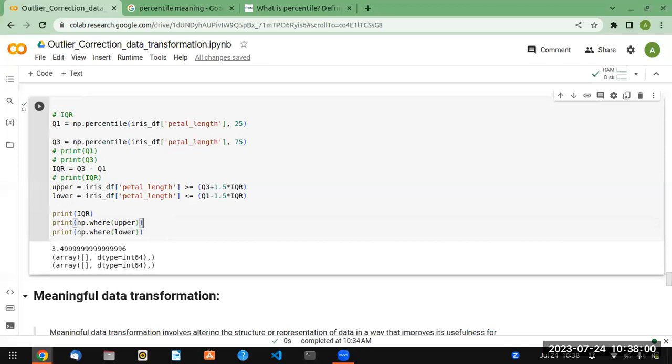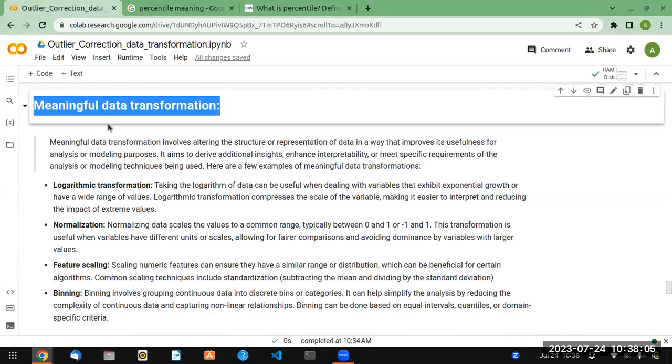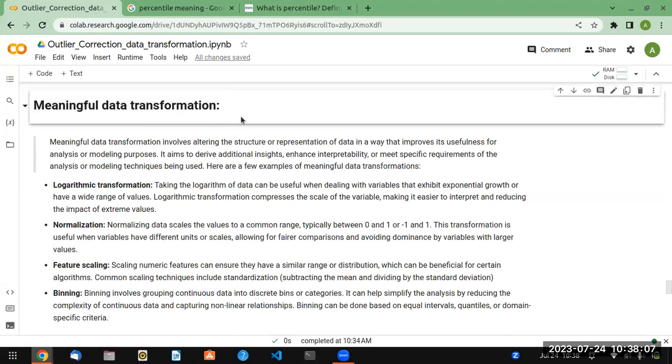Great. Nice, guys. So there is a concept of data transformation, guys, meaningful data transformation. Now, why do we need to do it? Okay, let me first explain with a layman's example. Suppose you have two columns in your data set: height of male and height of female. Height of male is in centimeters, height of female is in meters.